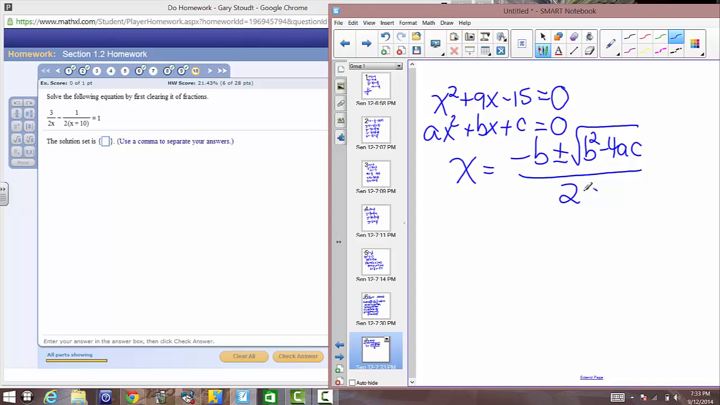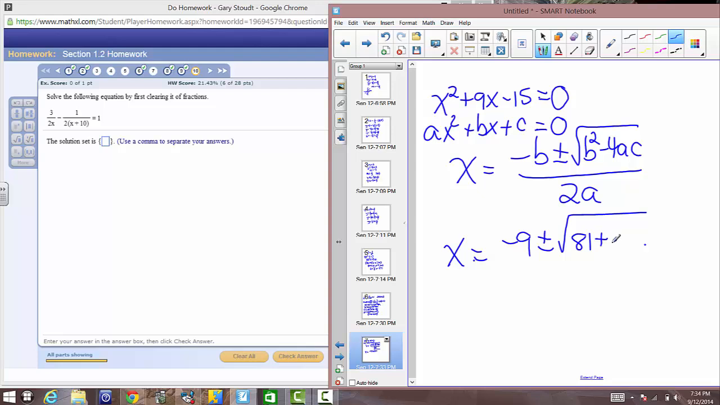Now that is something I would expect you to have memorized at this level. So let's see what we have. The opposite of b, you can see that b is 9. So negative 9. Two solutions, 1 plus, 1 minus. B squared, 9 squared. Minus 4 times a times c. 4 times a, which is 1. Times c, which is negative 15.